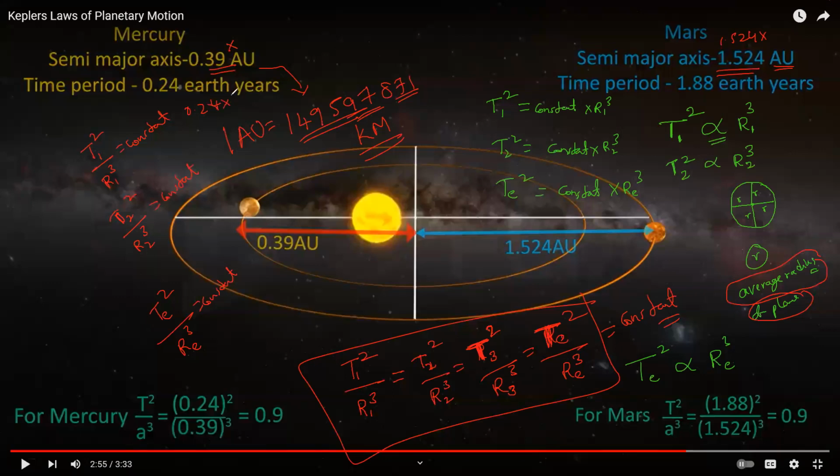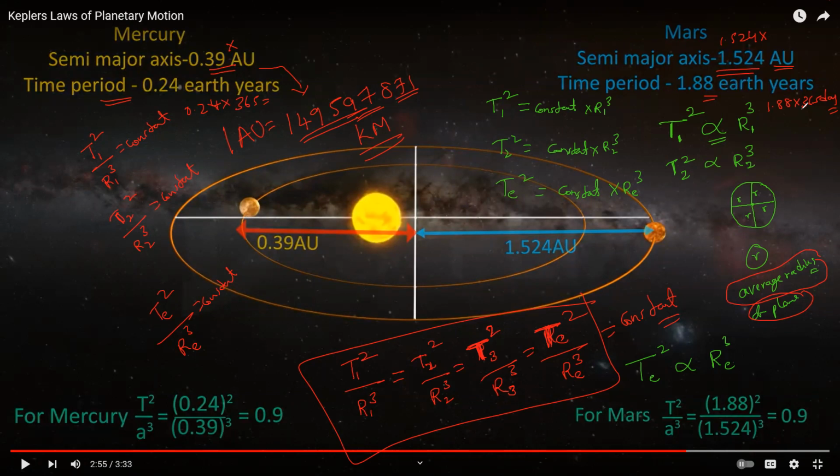0.24 into 365 days. If you multiply it, you will get the time period. Here also same. 1.88 Earth years means 1.88 into 365 days. If you multiply, you will get the number of days. Are you clear, Lingesh, Kishore? So that is what you have to remember.